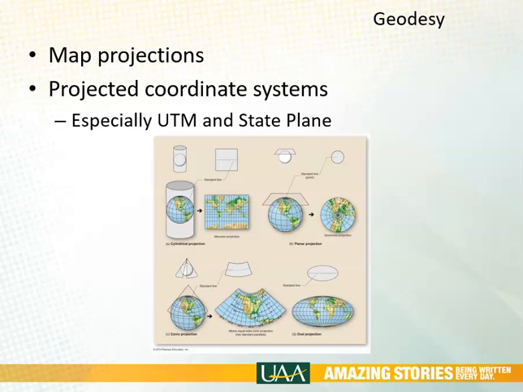There are also projected coordinate systems, which means you produce a map and then you project this latitude and longitude onto a coordinate system that works within a particular part of the world. The two most important projected coordinate systems are something known as UTM, Universal Transverse Mercator, and another system called the State Plane System.